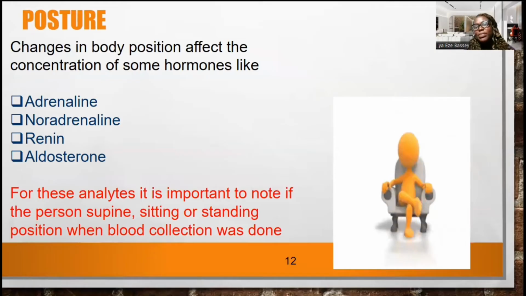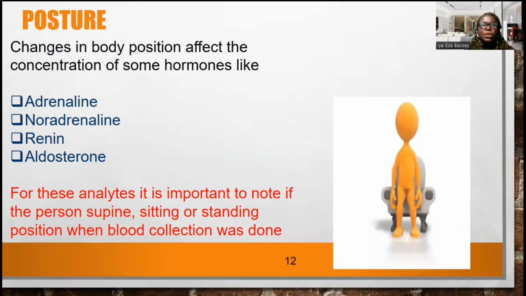So what posture? When you were taking the test, were you standing? Were you sitting? Were you lying down? Some analytes are affected rather by changes in position like adrenaline, noradrenaline, renin, and aldosterone. So if you are taking blood for those particular markers, you have to write in the laboratory sheet whether they were sitting, standing, or lying down, supine, when the blood collection was done, because the ranges are different for the different positions.